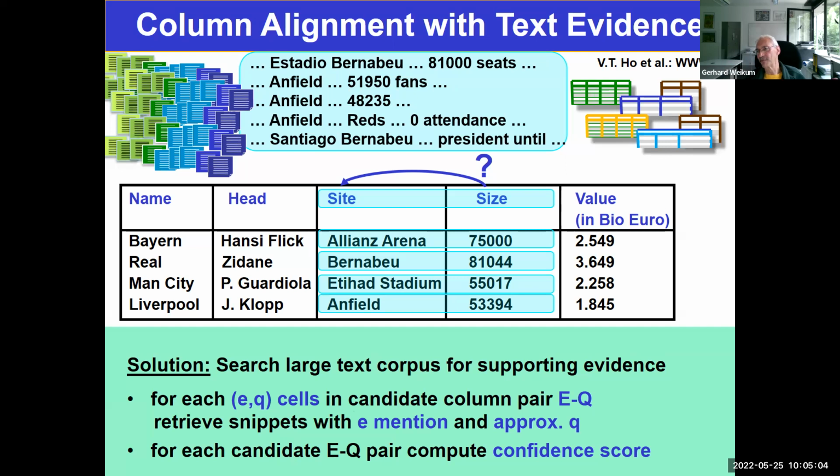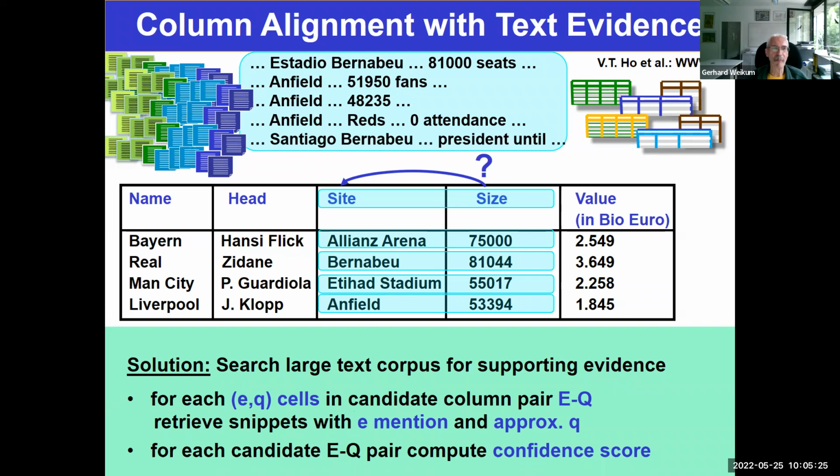Now, the better we can match this, and there's some machine learning involved and some scoring, of course, the more we think this is a correct alignment. And indeed, this whole approach allows us to get precision well above 90% for this column alignment problem.